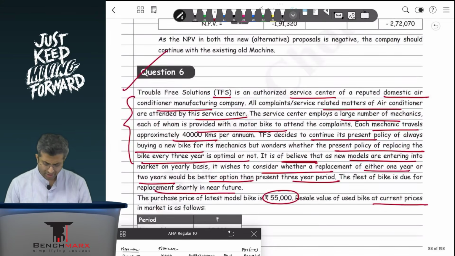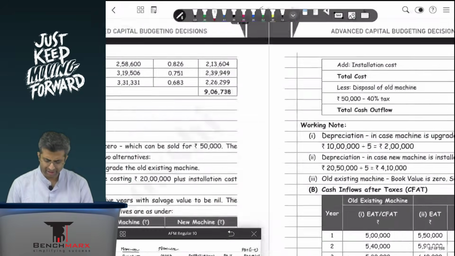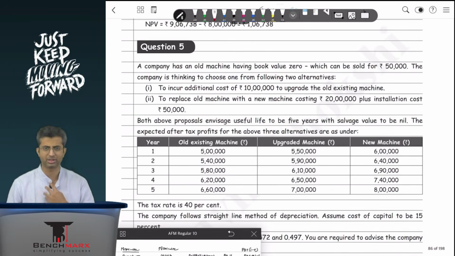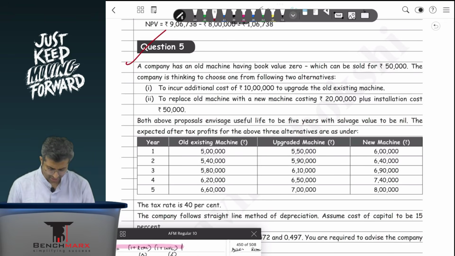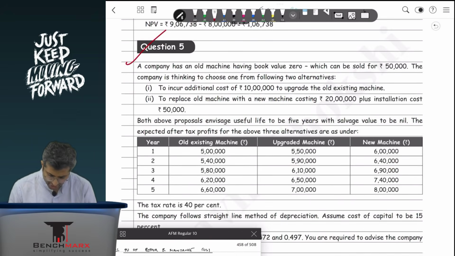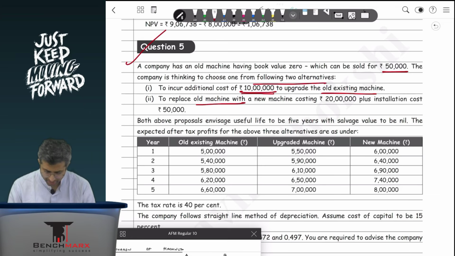Okay, another question over here was on a traditional capital budgeting type of a question. So whether you repair a machine, upgrade it, or replace it altogether. So this is question number 5. So if you try to review question number 5, a company has an old machine having a 0 book value which can be sold for 50,000. The company is thinking to choose from one of the two alternatives, either to incur 10 lakhs to upgrade the machine or to replace the old machine with the new costing 20 lakhs plus installation cost.